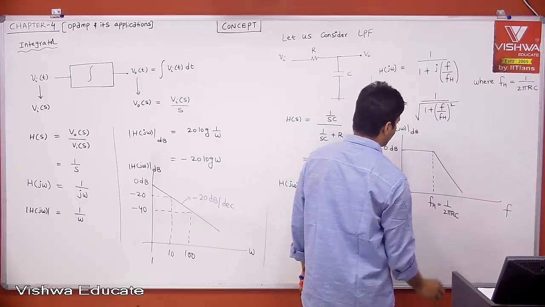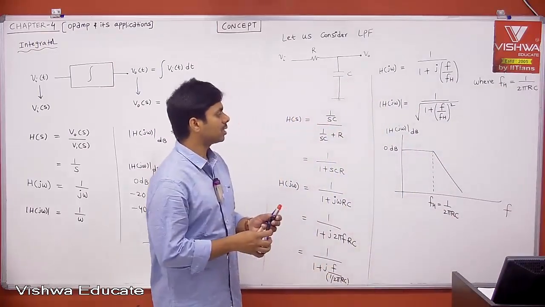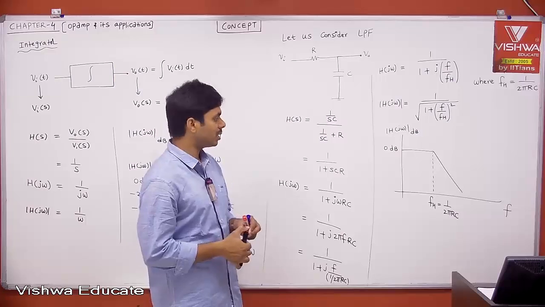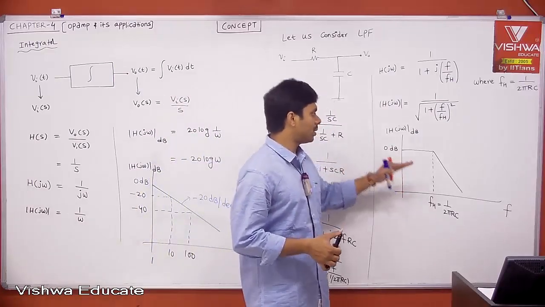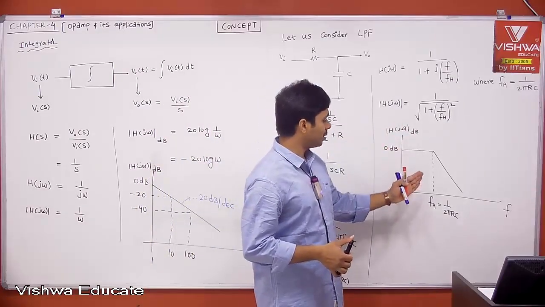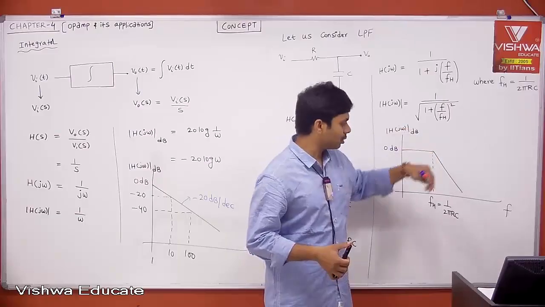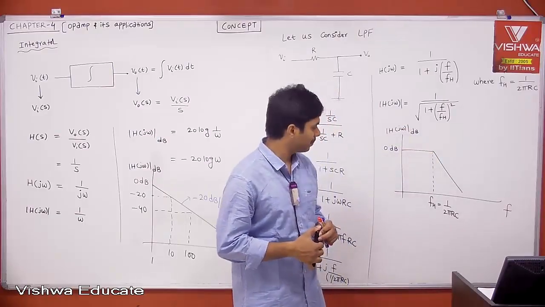Therefore, FH is equal to 1 by 2 pi RC. Now, strictly, this is what is a Bode plot. A Bode plot means that till you see a pole, the gain is flat. Whenever you see a pole, the gain will decrease with a slope of minus 20 dB per decade, right?